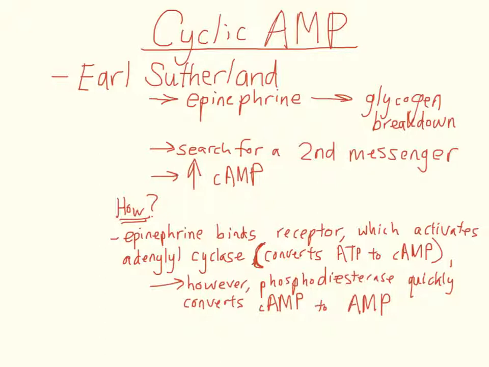So how does this all work? Well, first, epinephrine binds a receptor, and this receptor actually activates adenyl cyclase, which itself is bound to the plasma membrane. And adenyl cyclase converts ATP into cyclic AMP. However, phosphodiesterase then quickly converts cyclic AMP to AMP.